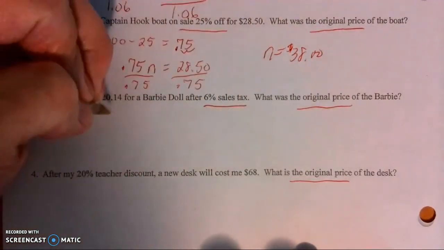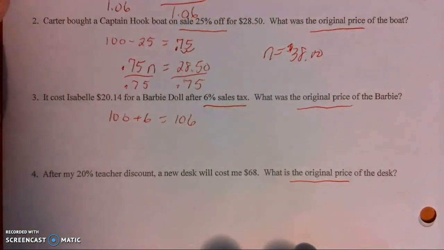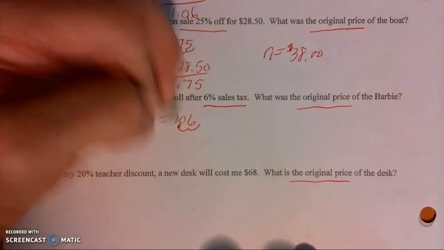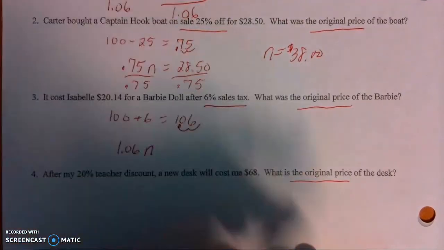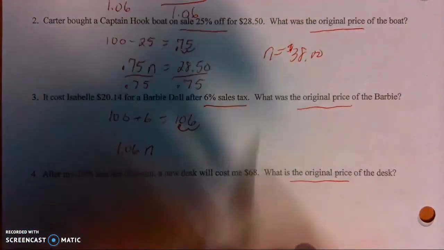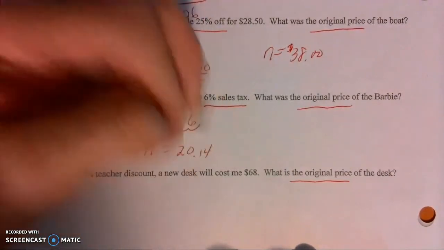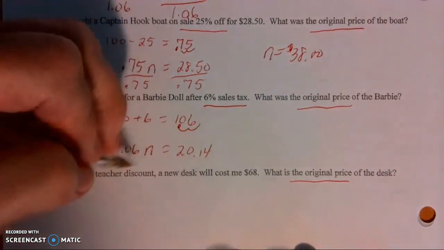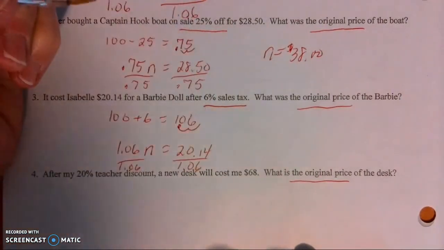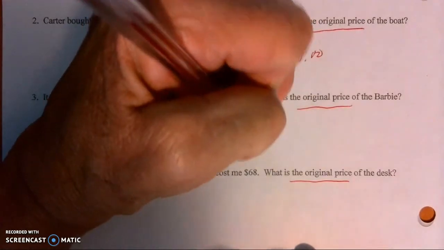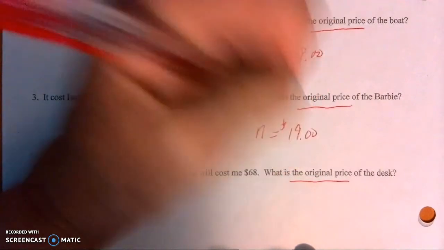Well, here again, percent has to be added, so that will give me 106%. Move the decimal point 2 places. 1.06 times n, because n is going to represent the original number. It equals the total cost. The inverse of multiplying is dividing. So I'm going to divide both sides by 1.06. And when I do that, I find out that the original cost is $19.